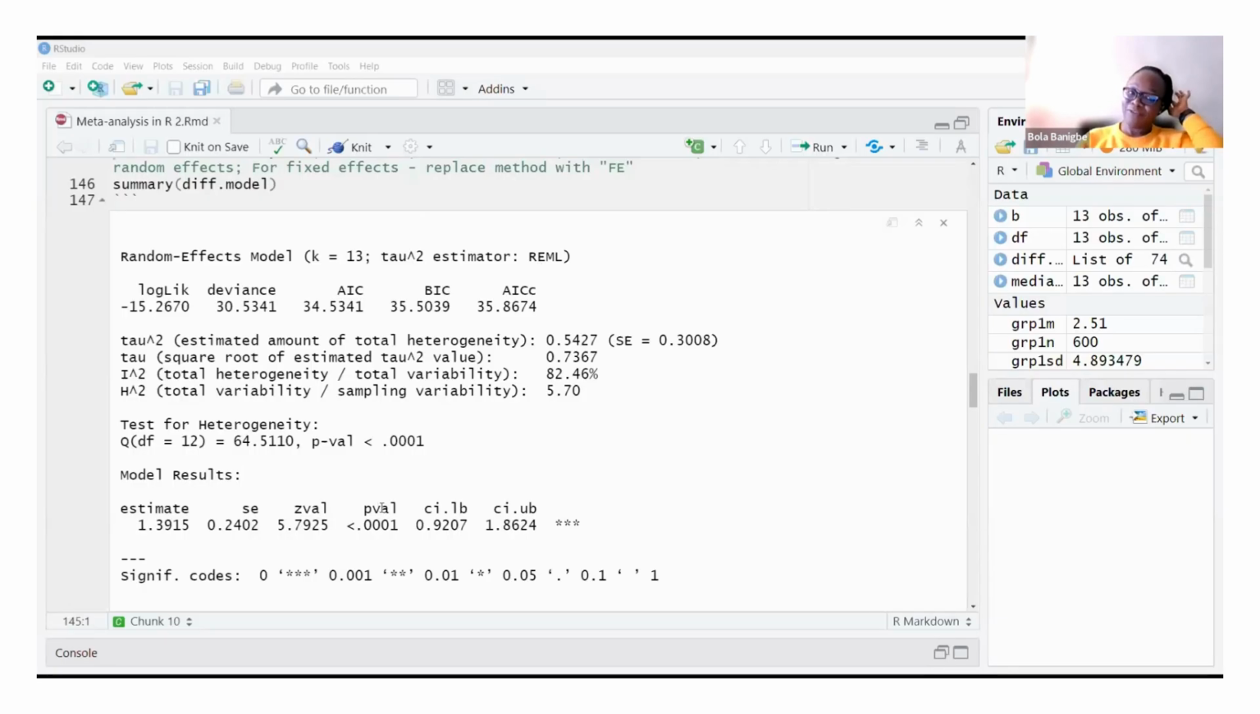So if you're at this point, will anybody volunteer to tell us what they think about this result? What does this mean? How are we going to write this out?